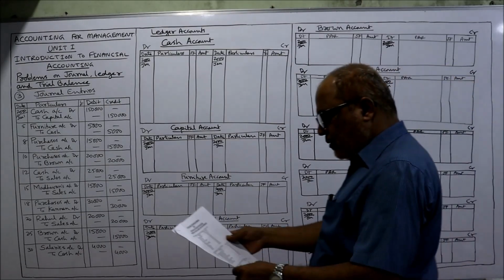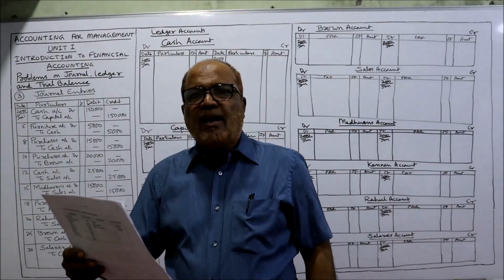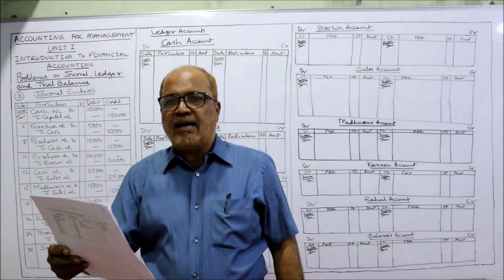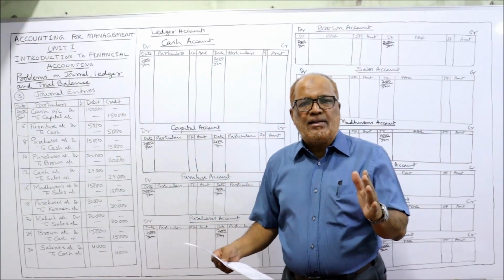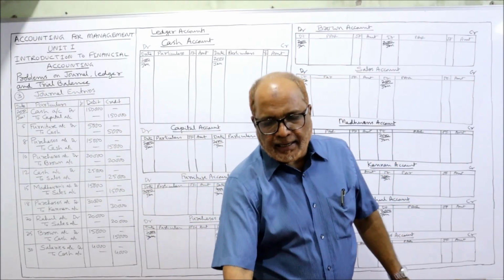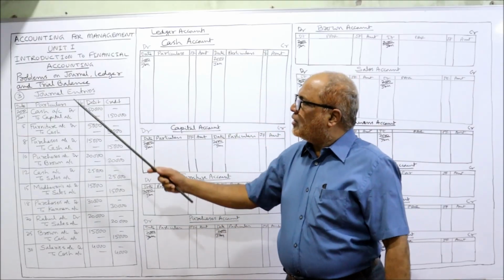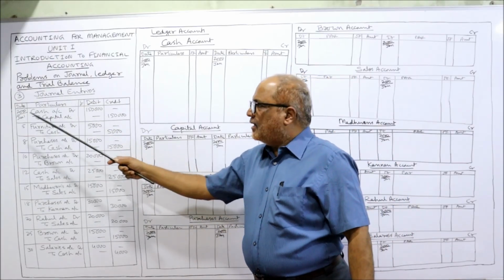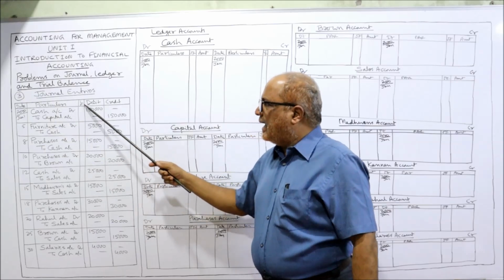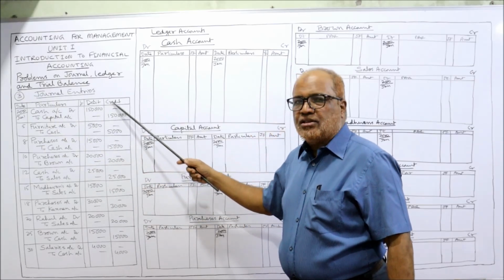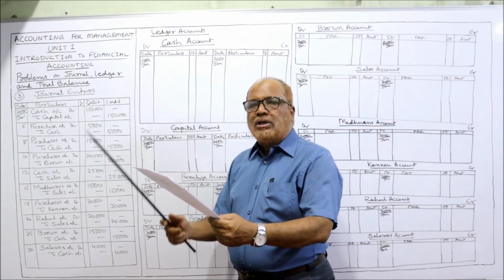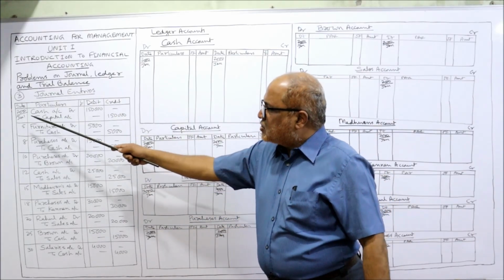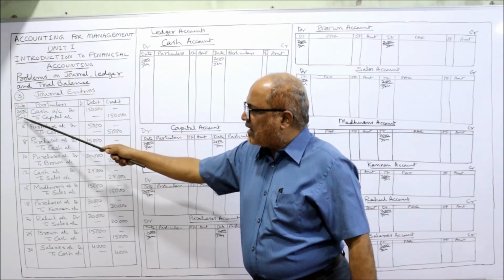Now, see problem number 3. Journalize the following transactions and prepare ledger accounts. So we have to pass the journal entries and also make the ledger accounts. First of all, journal entries: date column, particulars column, LF column, debit and credit. This is the format of the journal. The date given is 2000 January 1st.